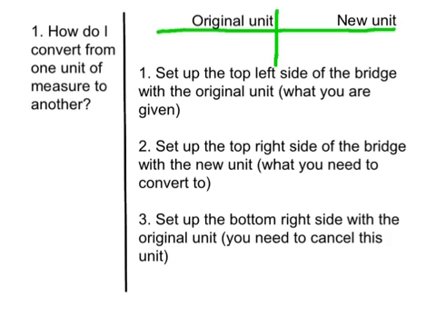Now the third step is to set up the bottom right-hand side with that original unit. So if we're talking about 3 inches, the inches goes on the top left-hand side and then again on the bottom right-hand side, because we need to cancel those units in order to get just centimeters left over. So we see that there.